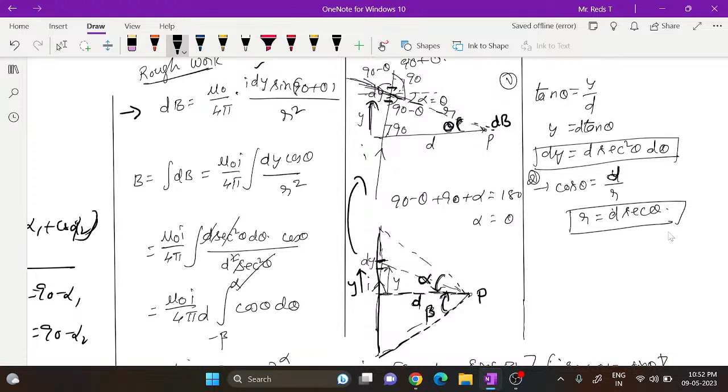Theta is the angle between the line drawn from the element to the point and the current direction. From symmetry, if this is 90 and this is theta, this will be 90 minus theta, and this is the angle between the line and the current direction. This is nothing but 90 plus theta.